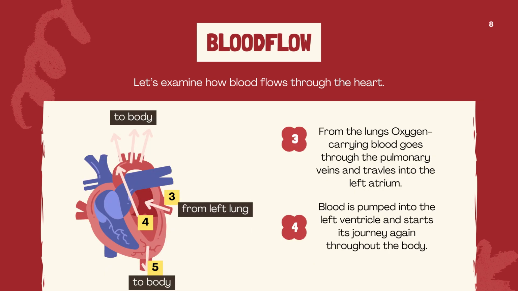The blood goes into the lungs' capillaries to drop off CO2, etc., and pick up oxygen. From the lungs, it comes back through the pulmonary veins and travels into the left atrium through the mitral valve and into the left ventricle. From the left ventricle, it travels through the aortic valve into the aorta to the rest of the body.